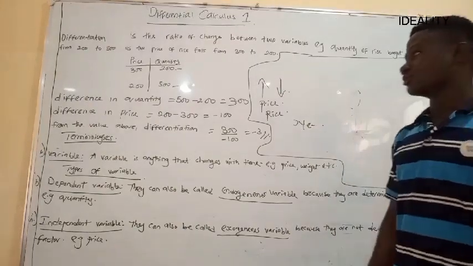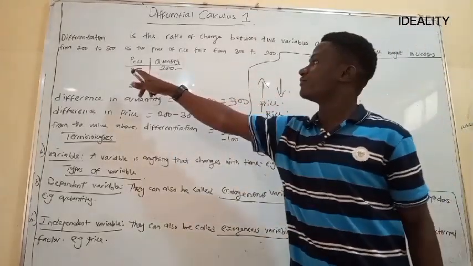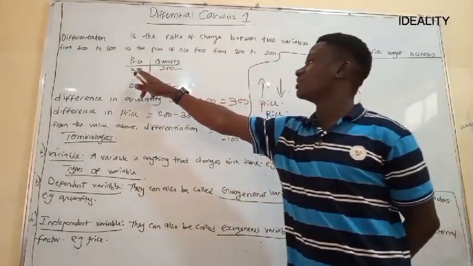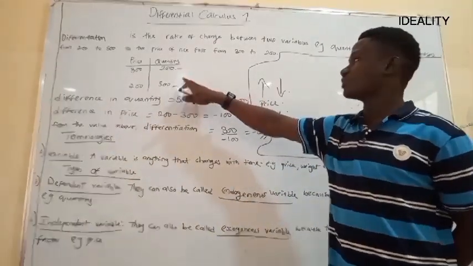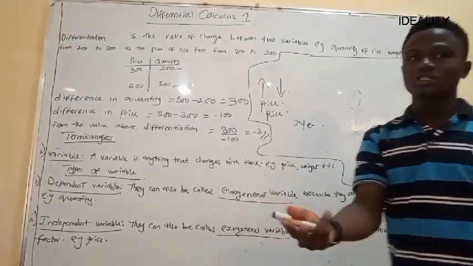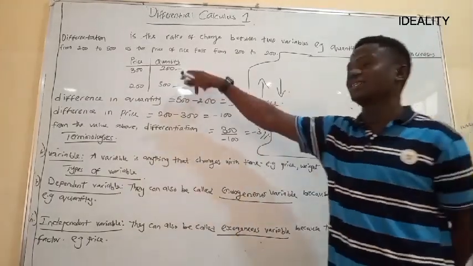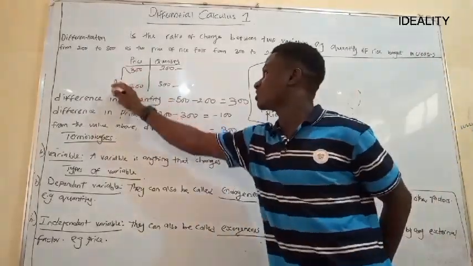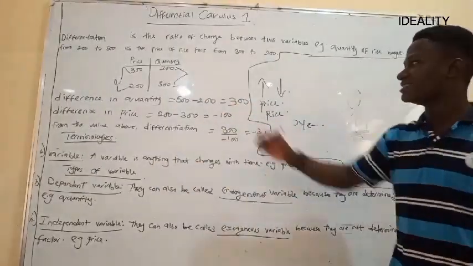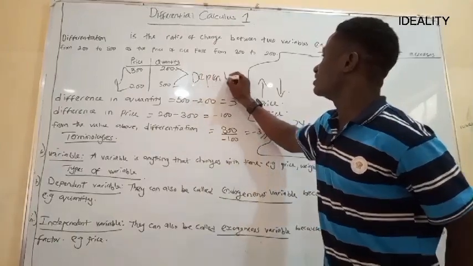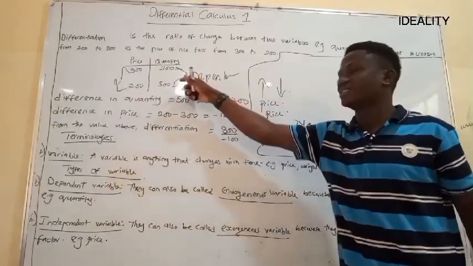Now, let me ask you a good question. From the table I have here, the price of a particular good increased from 200 to 300, and that makes the quantity fall from 300 to 200. The question is, what changes before quantity can change? There is something that must change before this quantity can change, and that is price. So in that situation, quantity is a dependent variable. Why? Because quantity is simply depending on price to change before quantity can change.